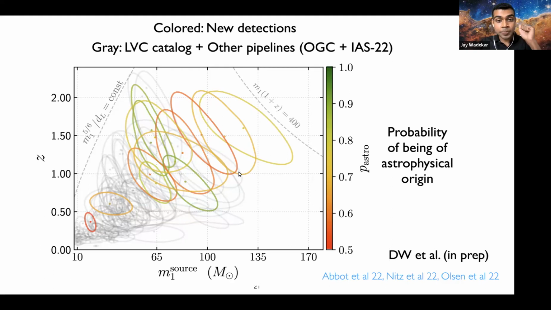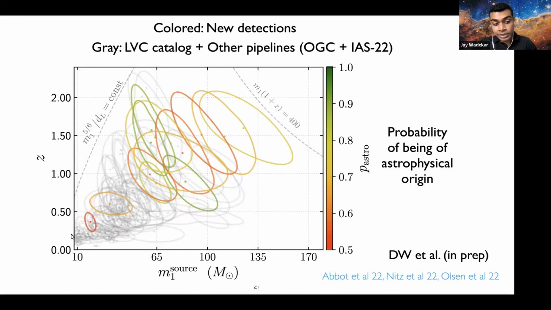So in this plot, first of all, the gray ones are the events that have been detected earlier by the LIGO-Virgo collaboration. They also include the events which have been reported by other pipelines, for example, Nitz et al., or even the previous IAS pipeline iterations. And in color, we have shown the new events that we have found in our search.